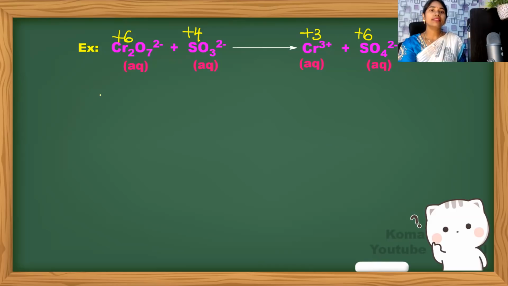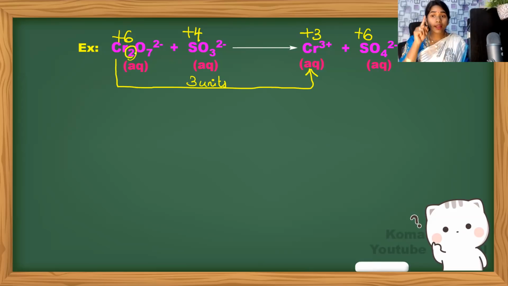Is it clear? Then you see that chromium's oxidation state has changed from plus 6 to plus 3. How much is the change here? 3 units is the change. And here, how many chromiums? 2 chromiums. 1 chromium change is 3 units, and for 2 chromiums, how much is the change? It is 6 units.